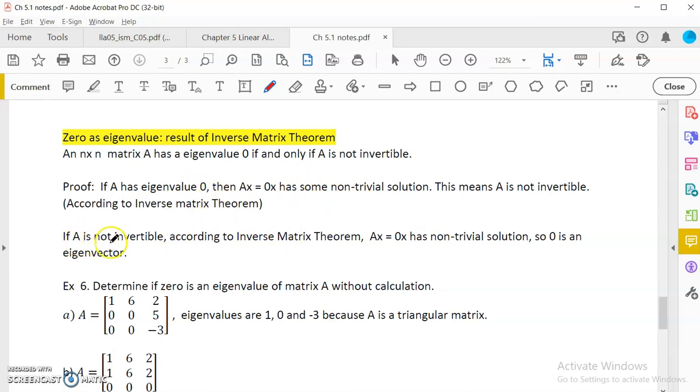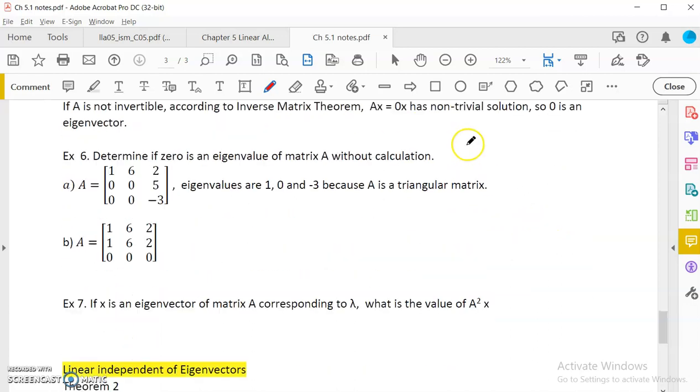The other way around, if A itself is not invertible, according to the inverse matrix theorem, Ax equal to 0 has a non-trivial solution x, so 0 is an eigenvalue. So we know how to check if a matrix is not invertible. You can look at the determinant, right? So here, check if 0 is an eigenvalue. Yes, this is an upper or lower triangular matrix, and the diagonal contains all the eigenvalues, and 0 is in it. So 0 is an eigenvalue.